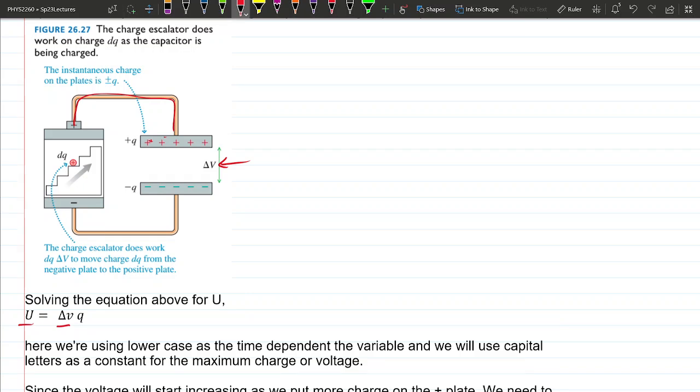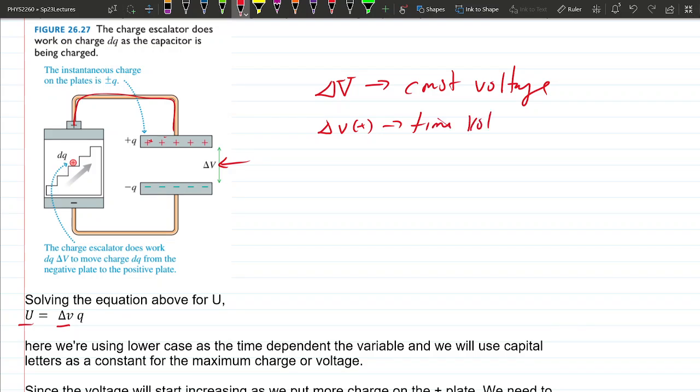And what we're going to do is, this is a constant voltage, and delta v lowercase is going to be a time-dependent voltage. We're going to start using this technique where if it's capitalized, then it's a constant. If it's lowercase, it could be a variable, even though the book doesn't always write it.